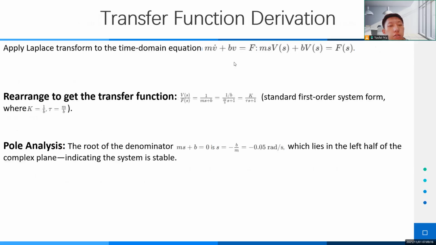Now let's use the Laplace transform to find the transfer function. The transfer function tells us how the output responds to the input in the complex frequency domain.